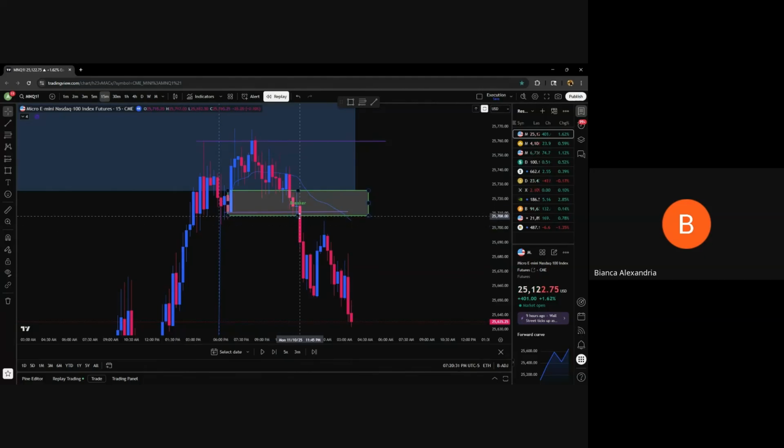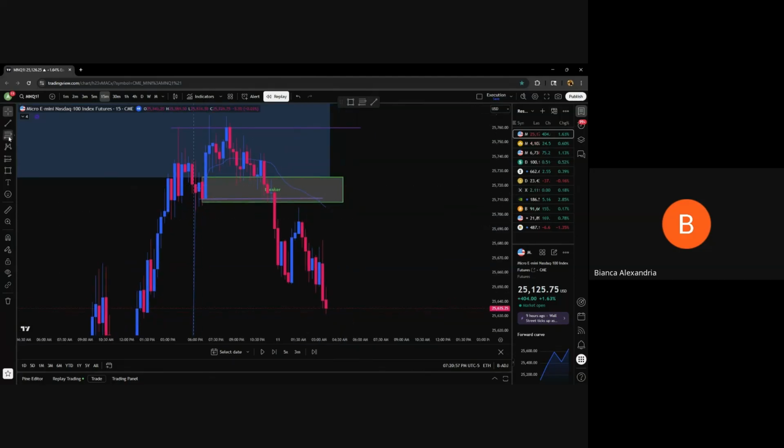We have a market structure shift. Price broke below the last bullish structure point. There's also a bullish OB right here, because it's bearish, so it would be opposing. There's a bullish one, and it didn't hold. So now it's become a bearish breaker. Price broke below it, and price came back to it.